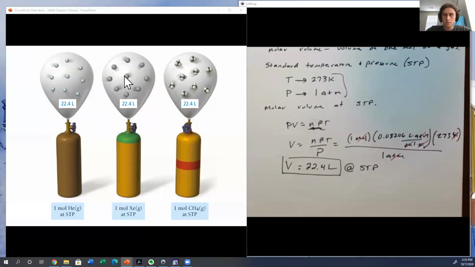Why does the size of the molecule or the atom not matter here? Wouldn't you think that going to bigger atoms would cause them to occupy more space? Why doesn't the size matter? Does anybody know?